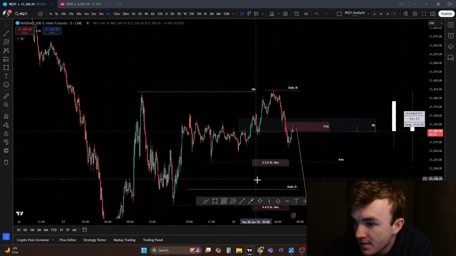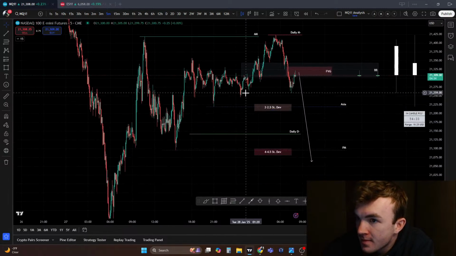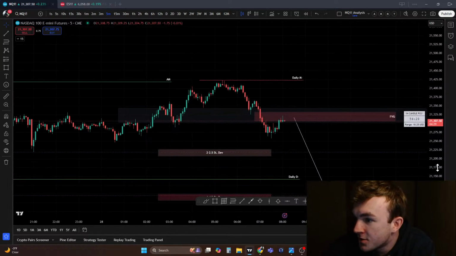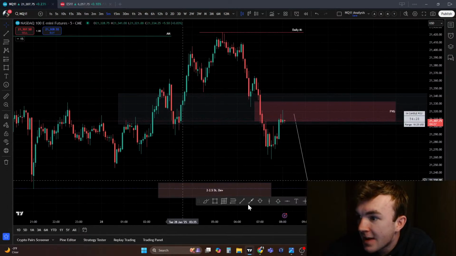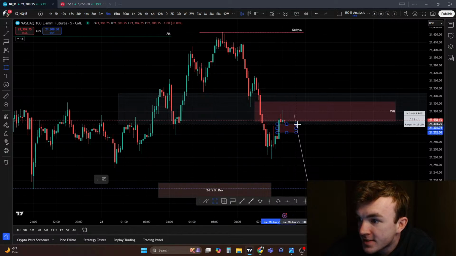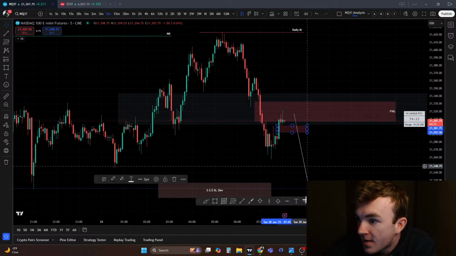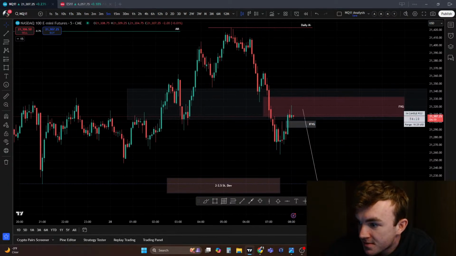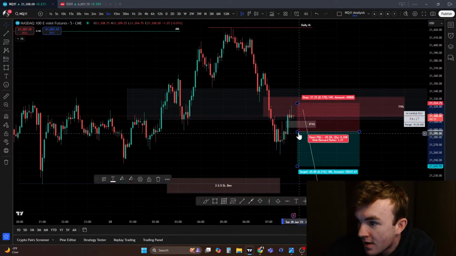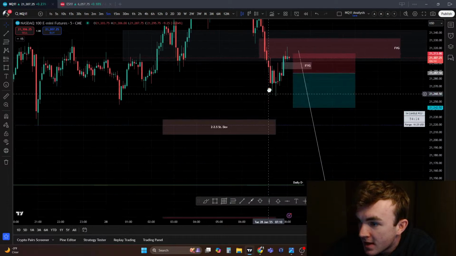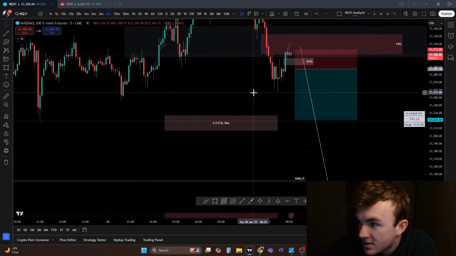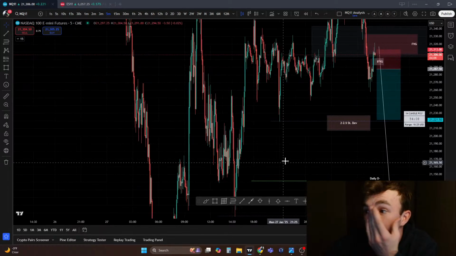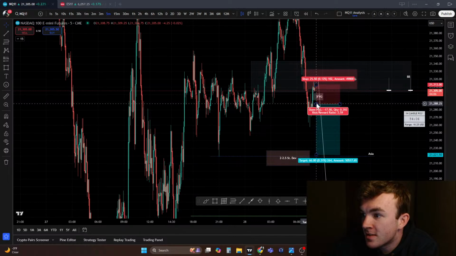So honestly, I think the best inversion you'll get is if this 5-minute inverses. If this 5-minute inverses, man, that looks so good. Just taking a short on that 5-minute inversion and targeting Asia's lows. Boom. I think that would be an awesome trade.